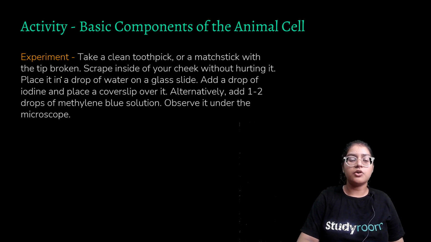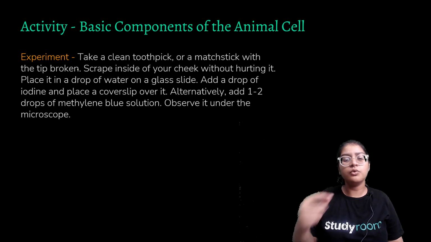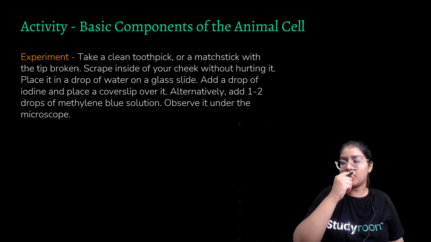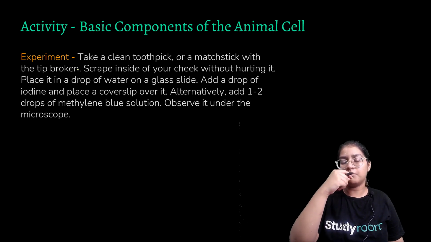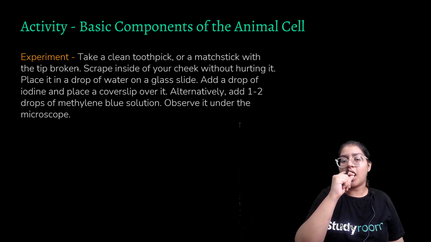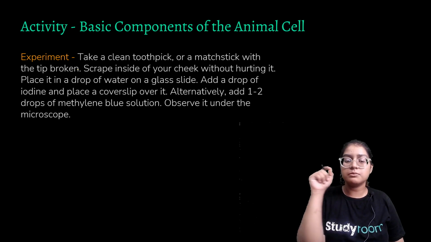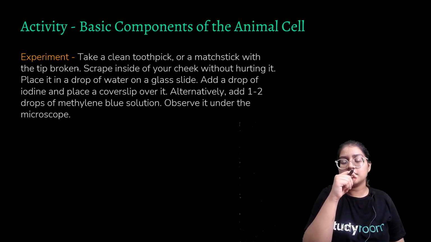Now we discussed the plant cell, and the main important part was our cell wall. Now we'll be talking about the animal cell. What you have to do is take a clean toothpick, or a matchstick, or a broken something. A toothpick would be more feasible. Now you have to take the toothpick, go inside your mouth, and scrape inside your cheek without hurting. You can just pinch it there and place it.